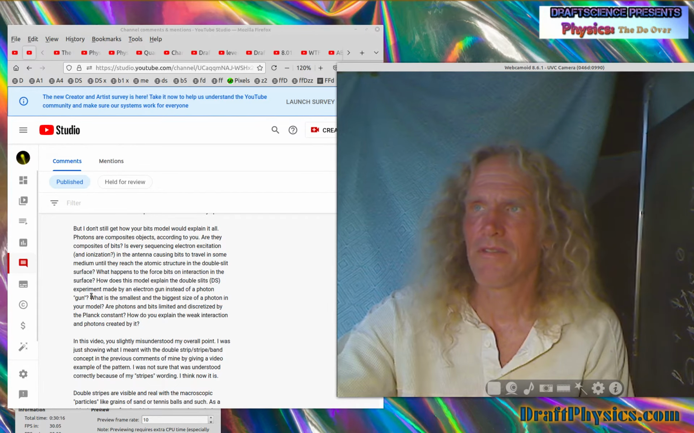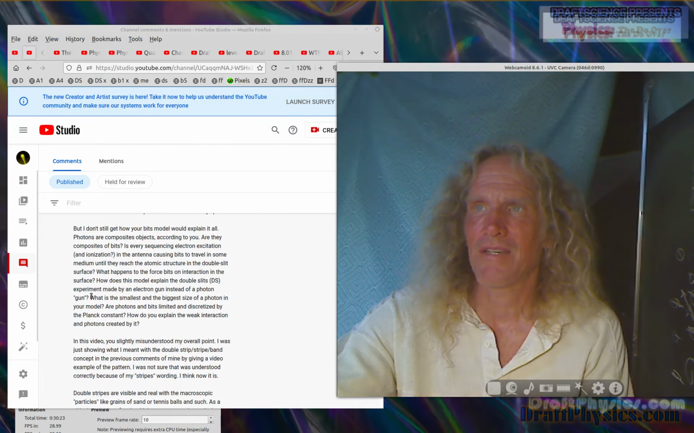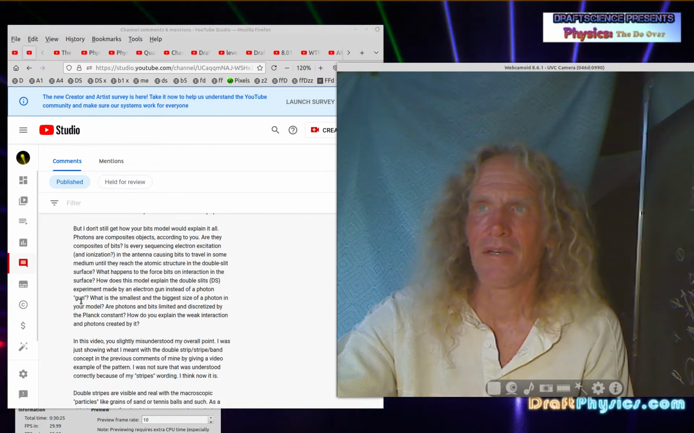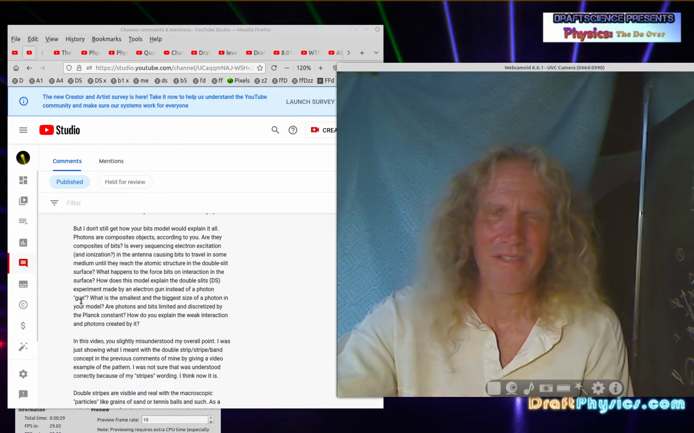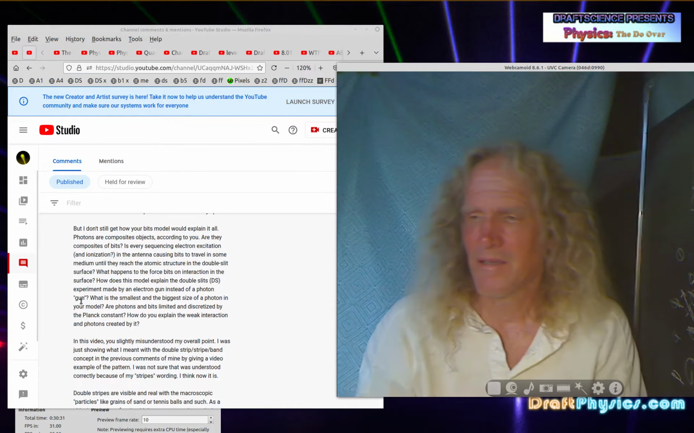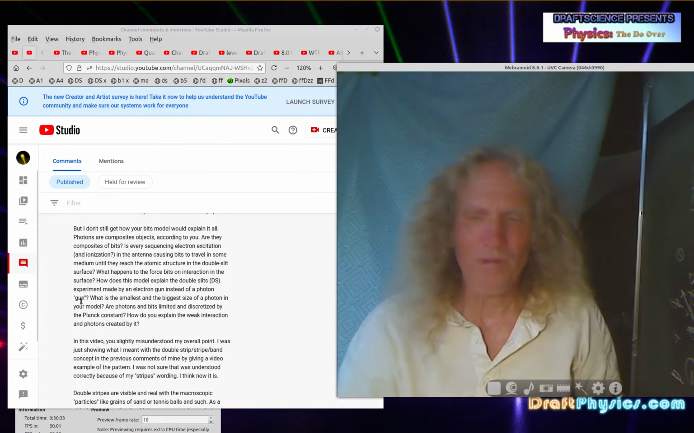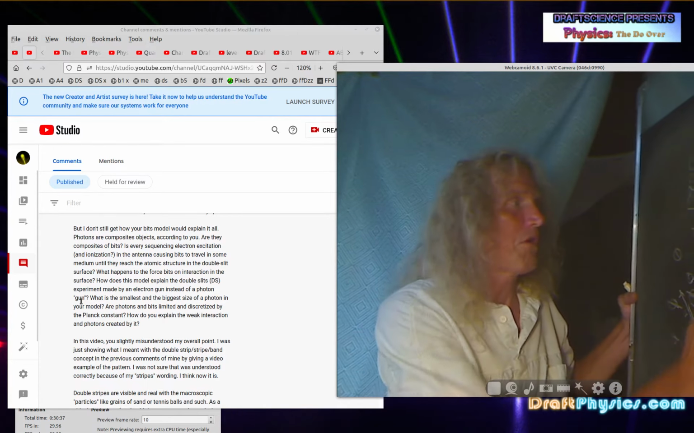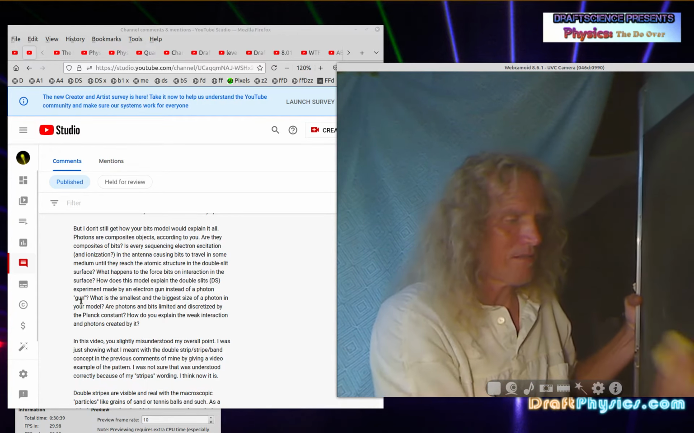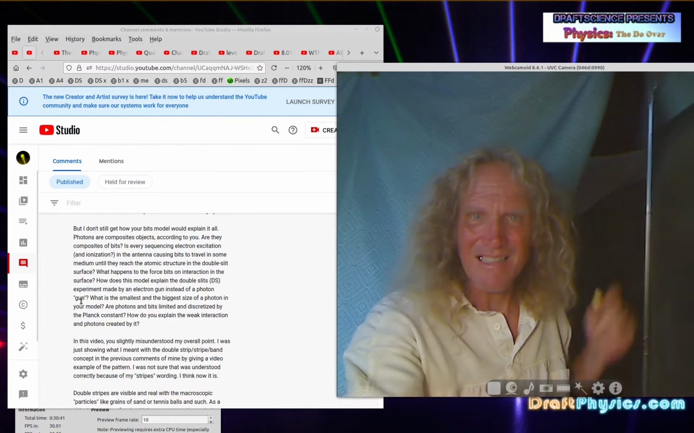Just too stupid. How does this model explain the double slit experiment made by an electron gun instead of a photon gun? I've already stated this so many times. There's no double slit experiment with an electron gun. Go look up the experiment. Does it follow any of the same rules? No. Is it the same concept even? Does it even make any sense?